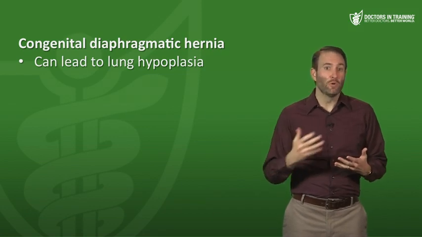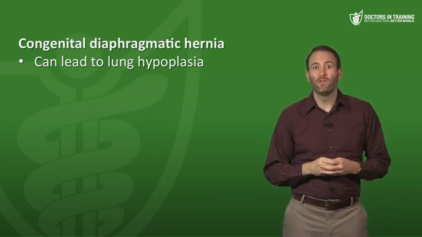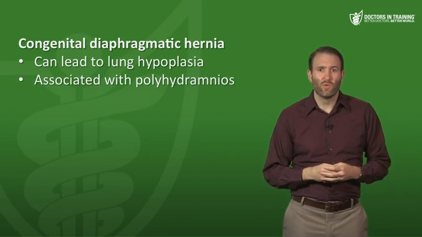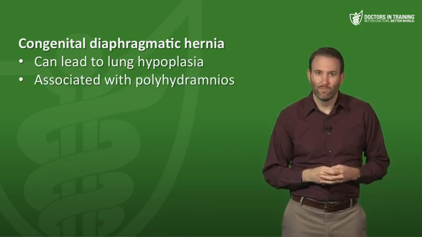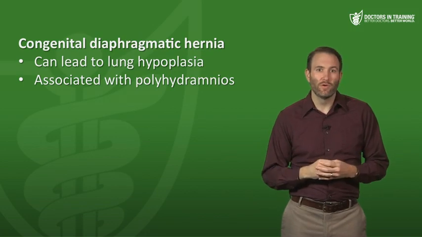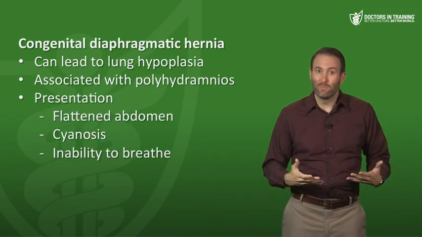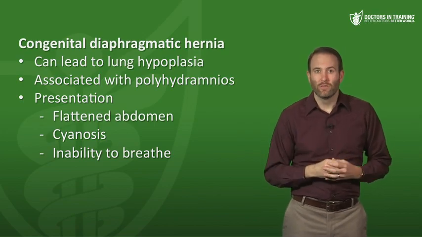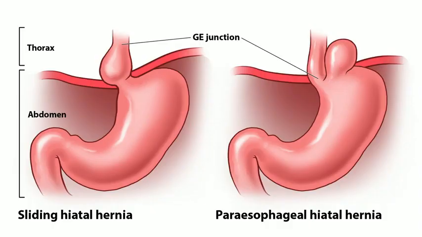Now that we have abdominal contents in the pleural cavity, there is compression of the organs, which can then lead to a lung hypoplasia. Now, these hernias often occur on the left side, and there's also an association with polyhydramnios as well. Now, severe hernias can present at birth in a patient with a flattened abdomen. You might also see some cyanosis and the inability to breathe. This can also be diagnosed later on in life.